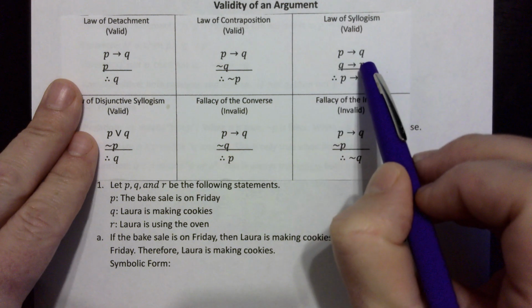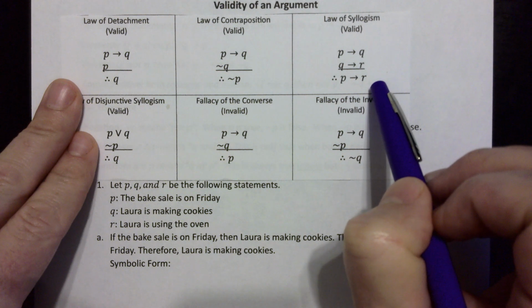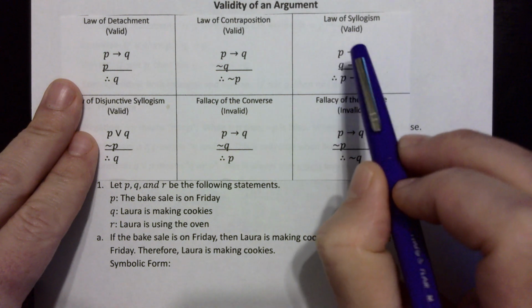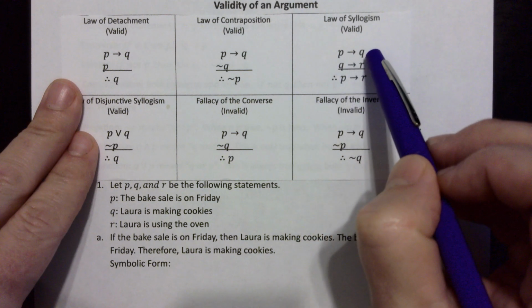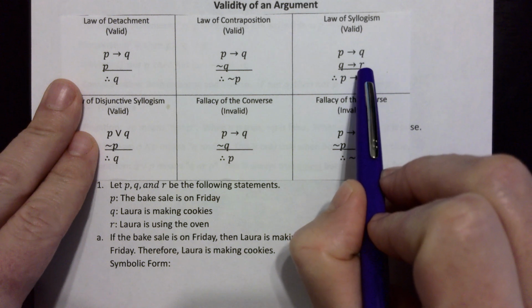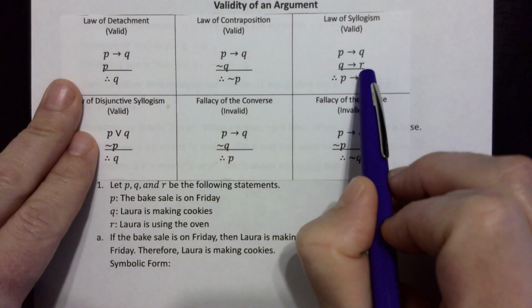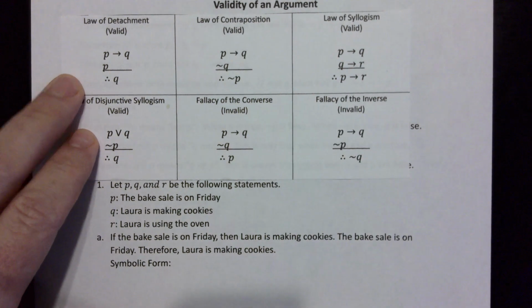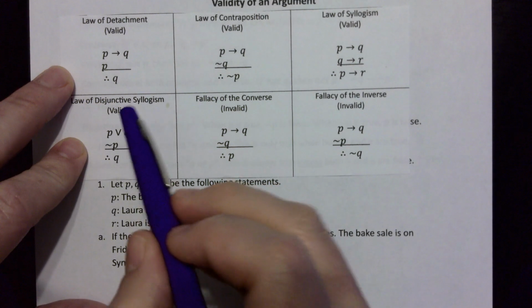The law of syllogism, which is valid, is if P then Q, and if Q then R, then it follows P then R. So it's like three statements. For example, if the apples are red, then I will eat an apple. If I eat an apple, I will pay for an apple. So if the apples are red, I will pay for an apple. That follows.